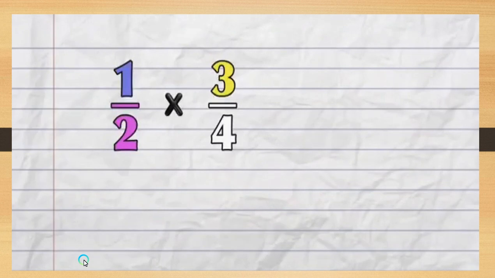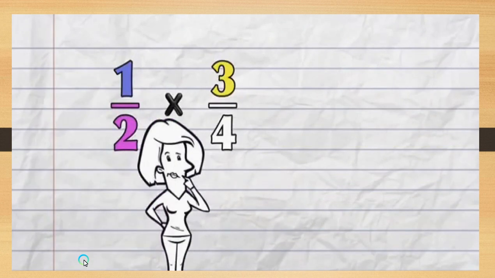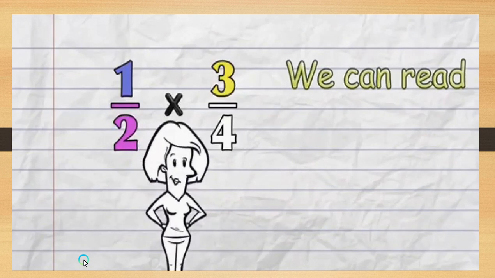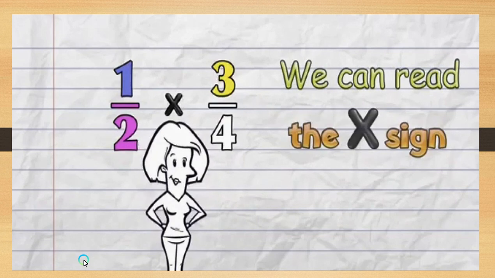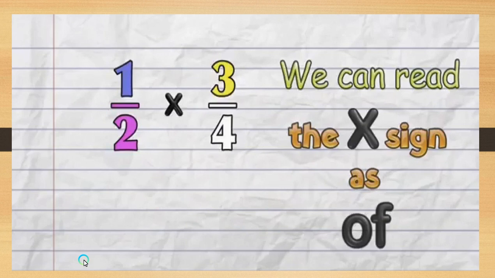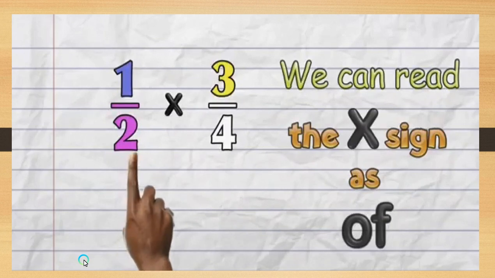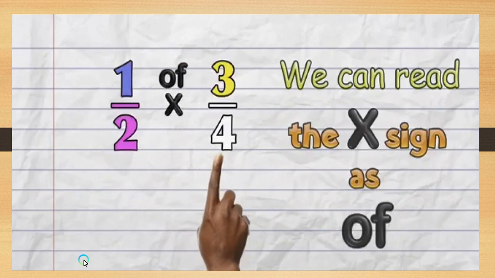Okay, I have two fractions. First, one half of 3/4. How can we read the multiplication sign? I can read it as "of". I will say 1/2 of 3/4.